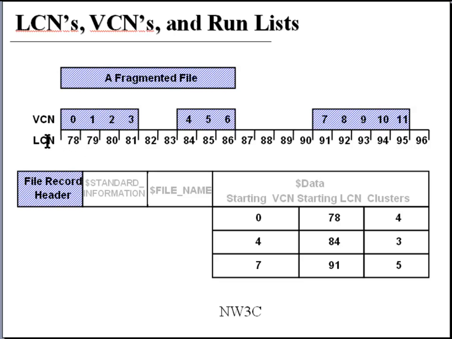And the logical cluster numbers indicate that this file starts at logical cluster number 78 from the beginning of the partition. And then within the data area, we see that it's got the starting virtual cluster number and the starting logical cluster numbers associated with it. So 0, 78, 4, 84, and 7, 91, and then the number of clusters that are within that run.